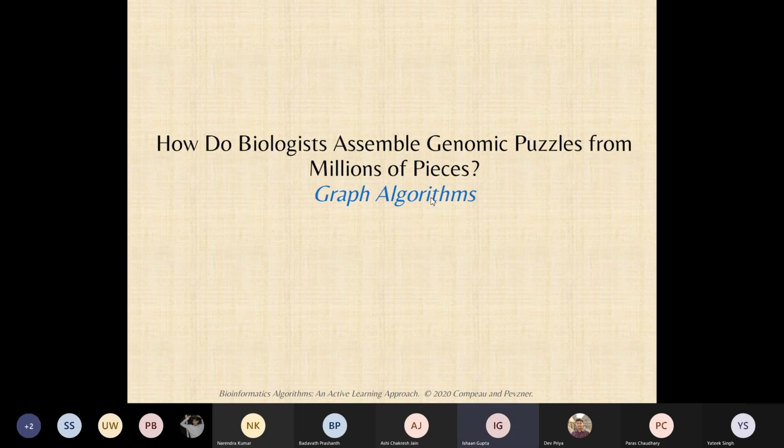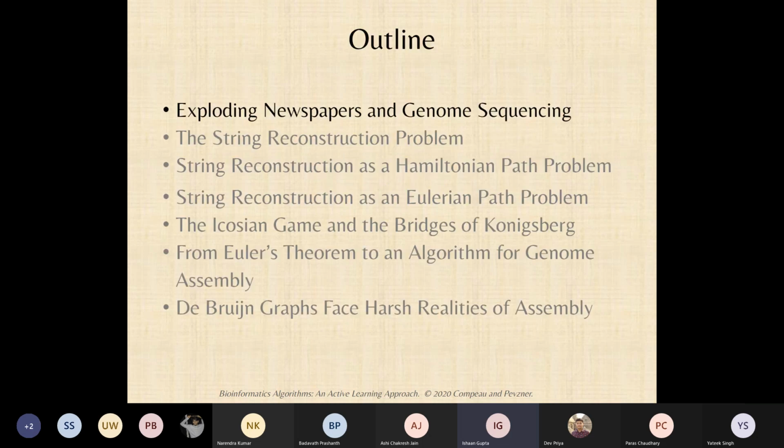So today, I'm going to introduce you to the next set of algorithms, which are very important in biology, and I think a lot of you have already been enthused about how it is that we can sequence a genome of an unknown species, and this is akin to solving a puzzle with a million pieces. And here I will be introducing you to a class of algorithms called graph algorithms.